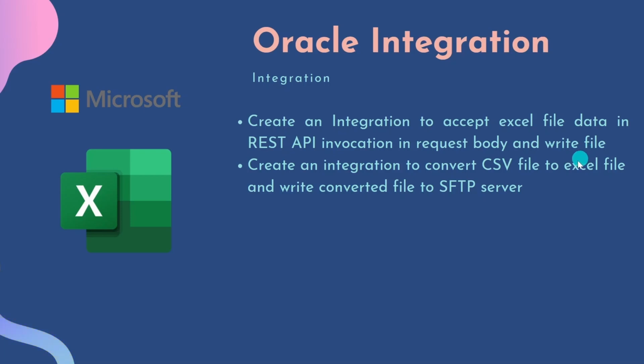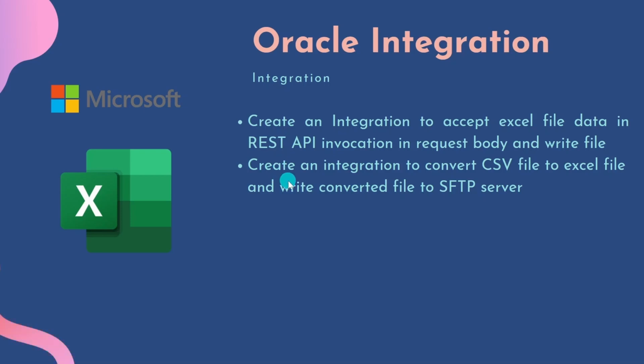and it will tell the file name created back to integration. Here we are going to discuss two use cases. In the first integration, we are going to create an integration which will accept the Excel file data in a REST API invocation, that is in the request body in JSON format, and write the contents to an Excel file. It will be exactly similar to what we had seen in our function's code.